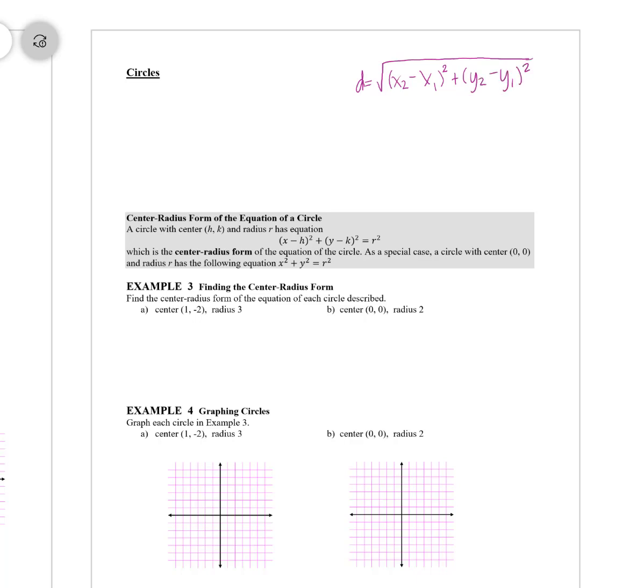And this is where you have 2 points. One of them is x sub 1, y sub 1, and the second one is x sub 2, y sub 2. And then to find the distance between those 2 points, you can use that formula.